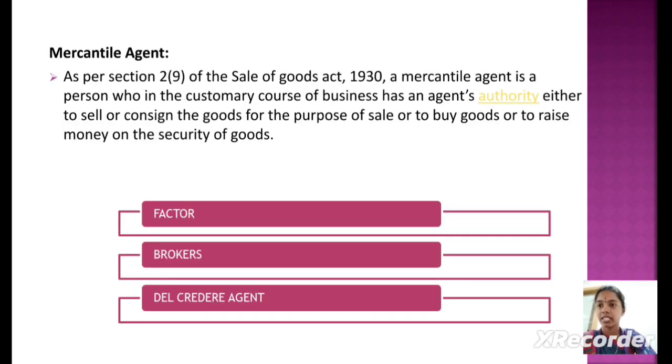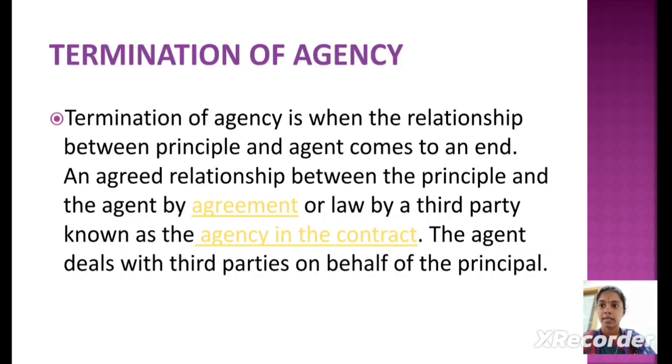Mercantile agent. As per Section 2 subsection 9 of the Sale of Goods Act 1930, a mercantile agent is a person who, in the customary course of business, has an agent's authority either to sell or consign goods for the purpose of sale, or to buy goods, or to raise money on the security of goods. Factors, brokers and delegated agents are some mercantile agents.